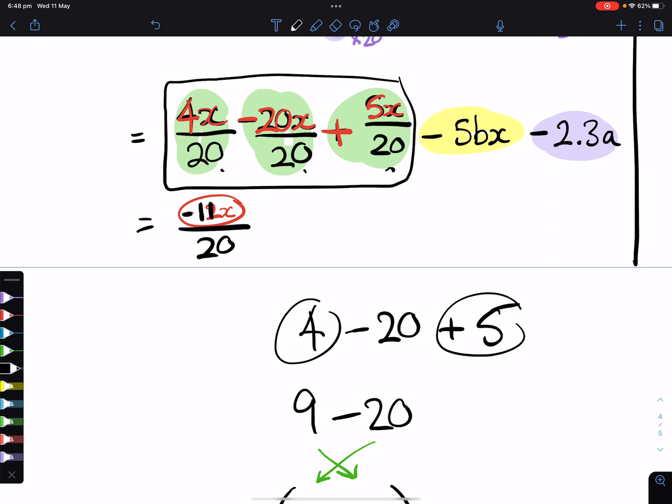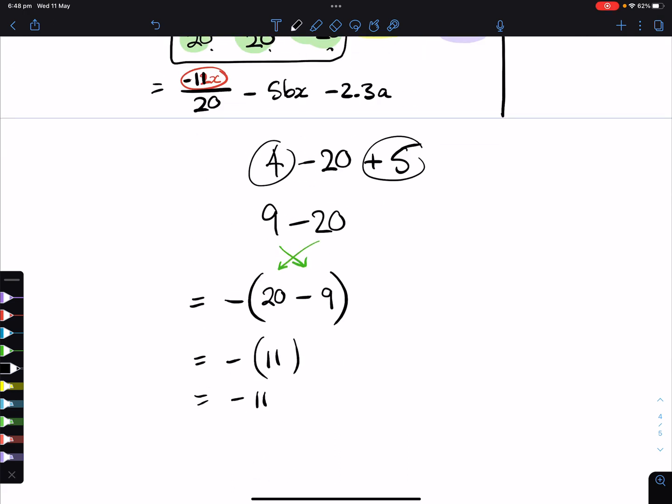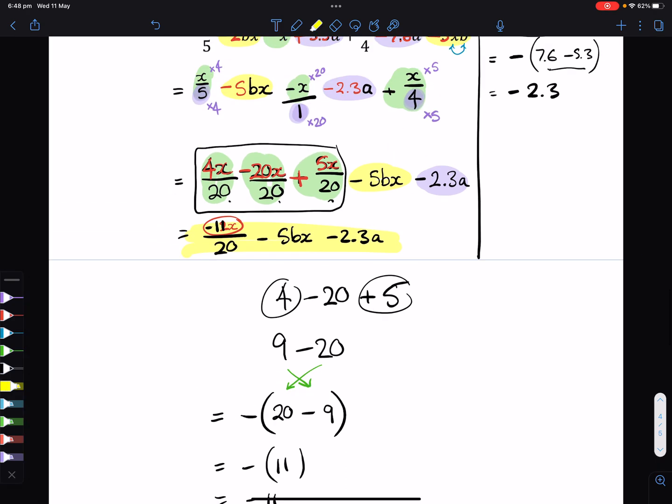Negative 11x, take away 5bx, take away 2.3a. And that should be it for the video. I'm just going to quickly check the answers for that exam question to make sure I haven't made a very big mistake in my working. I got the correct answer. The answer is this. All right.